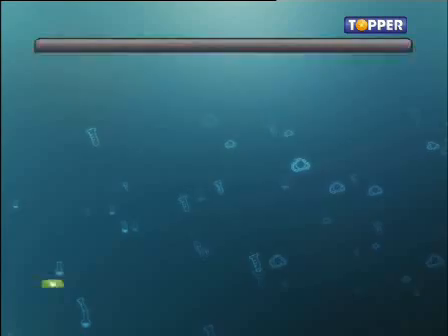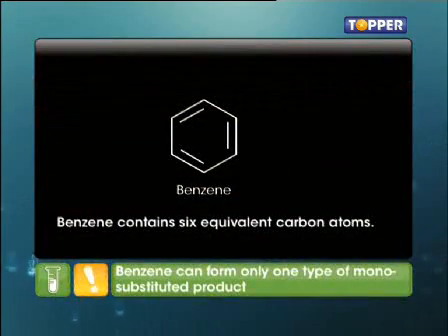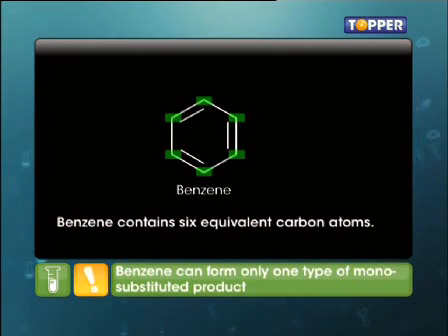Have you ever wondered what makes aftershaves so aromatic? Yes, it is the compounds of benzene that make it so. But now, let's see how we name these aromatic compounds. Here are the rules. Since we know that benzene contains 6 equivalent carbon atoms, therefore, it can form only one type of monosubstituted product.